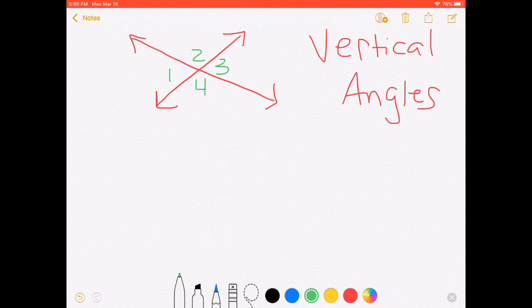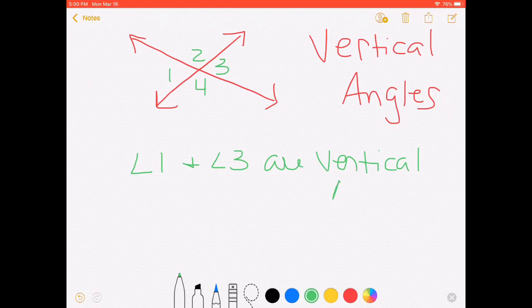So vertical angles are angles that are directly across from each other. Like in this picture, angle 1 and angle 3 are vertical angles. They share a common vertex and they are opposite each other. Another pair of vertical angles would be angle 2 and angle 4 because they are directly across from each other and they share this common vertex.